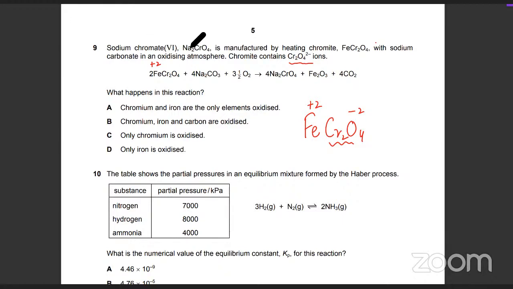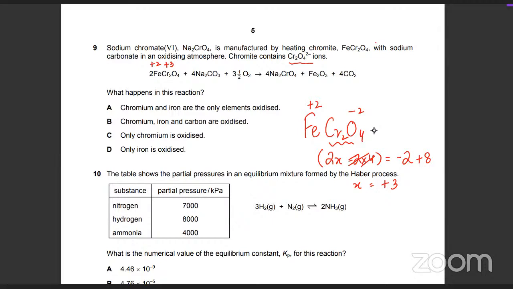Here it's given sodium chromate 6, it's CrO4. What is the charge on Cr over here? That's unknown, so that's x. This is -2 times 4, and the total charge is equal to -2. So what would x be? X would come out to be, I think, +6. Is it coming out to be +6? Okay, -8 goes to the other side, so that's +8. So the Cr over here is +3, right?